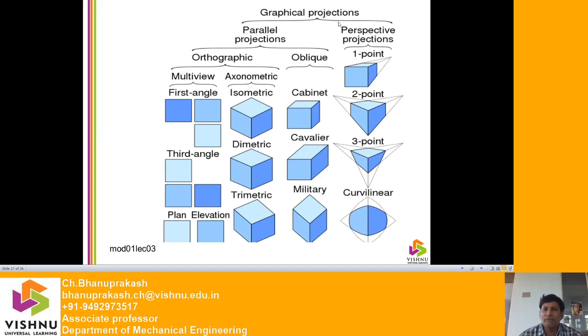Graphical projections are subclassified into two: one is parallel projection, which we already discussed, and another one is the perspective projection. Perspective projection may be single point, 2 point, 3 point, or maybe curvilinear. What is the perspective projection? What is the best example of the perspective projection? Our photograph is the best example for the perspective projection.